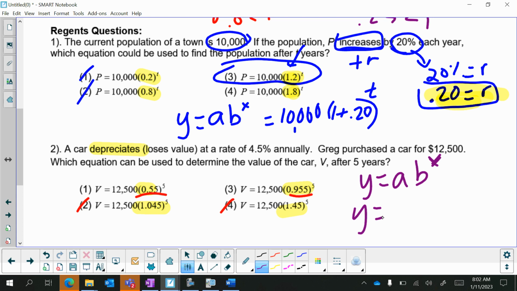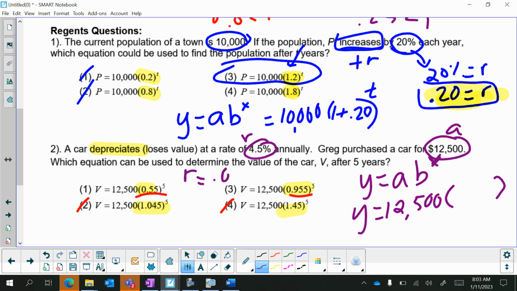So the initial value is the 12,000. That's the purchase price of the car. So the starting amount. So that's the a. And then we're going to do 1 plus the rate or 1 minus the rate. So you're going to take your rate, which is 4.5%. You're going to make it a decimal. So if you make it a decimal, you move the 2 decimal points to the left. So it becomes 0.045. And we're going to do 1 minus 0.045, because the base is 1 plus the rate or 1 minus the rate. So if you do 1 minus 0.045, you're going to get 0.955. So the answer is choice 3, 0.955.